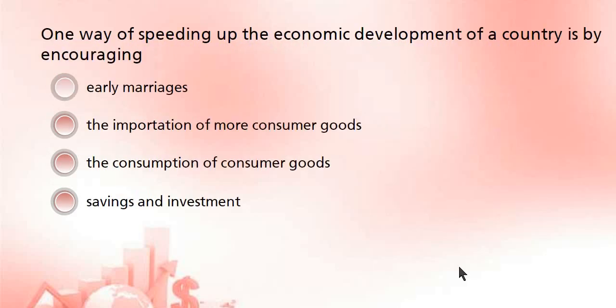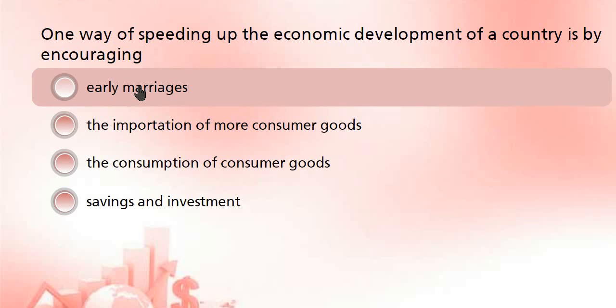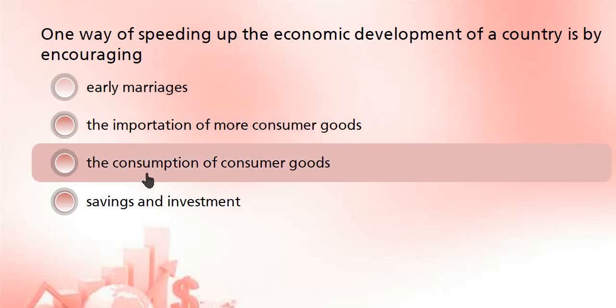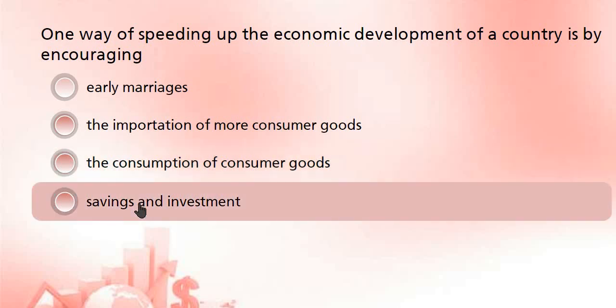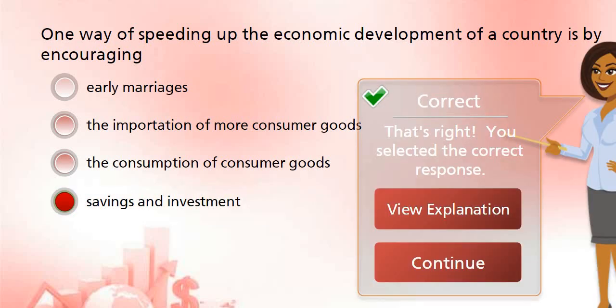Question 42. One way of speeding up the economic development of a country is by encouraging A. early marriages, B. the importation of more consumer goods, C. the consumption of consumer goods, and D. savings and investment. The answer is obviously savings and investment, because savings and investment will increase capital formation, which can enhance economic growth and development.